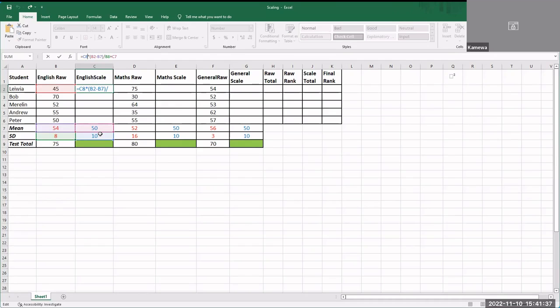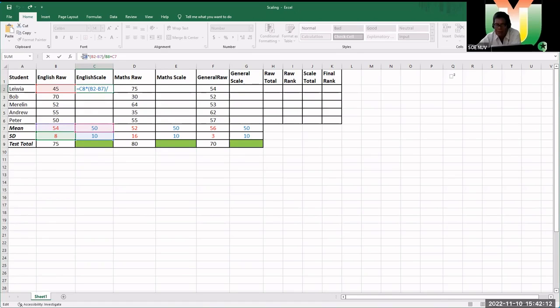The only value that does not repeat is the student score, because the next one will be 70 and the next one will be 52. So they are not the same, except 54 will always be 54 because that's the average, and the common average is 50. The standard deviation for the English test is 8, so that will also repeat, and then we have the common scale standard deviation, which is 10. So now we instruct Excel to repeat this formula.